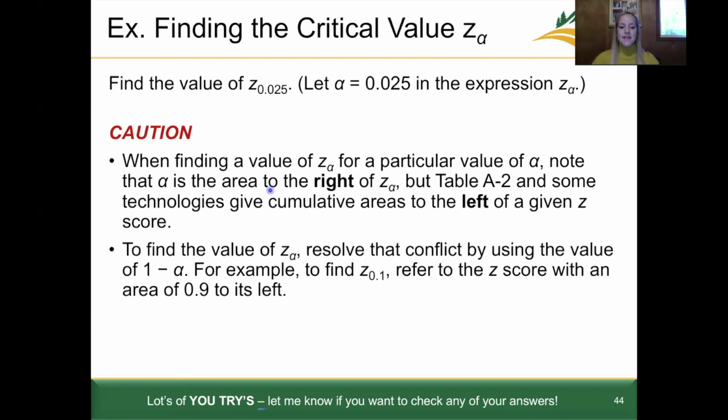To find that value for z alpha, we're going to resolve this conflict by using the value of 1 minus alpha. For example, if our alpha was 0.1 instead of 0.025, then we take 1 minus 0.1, and we get an area of 0.9. Then we use this cumulative area to the left in either Excel or our table A2 to determine that corresponding z-score. There are lots of tries on your student outline.